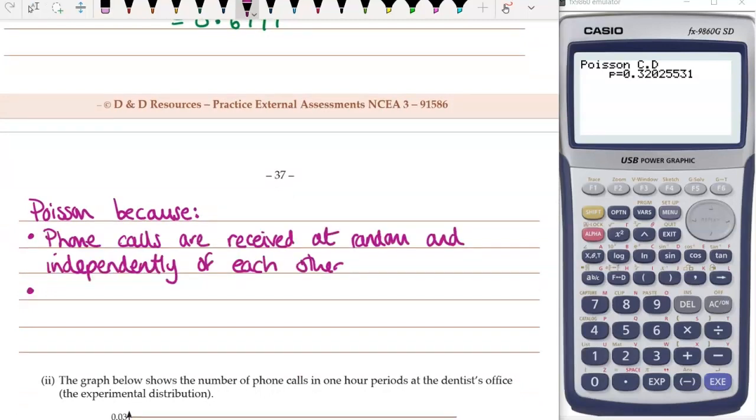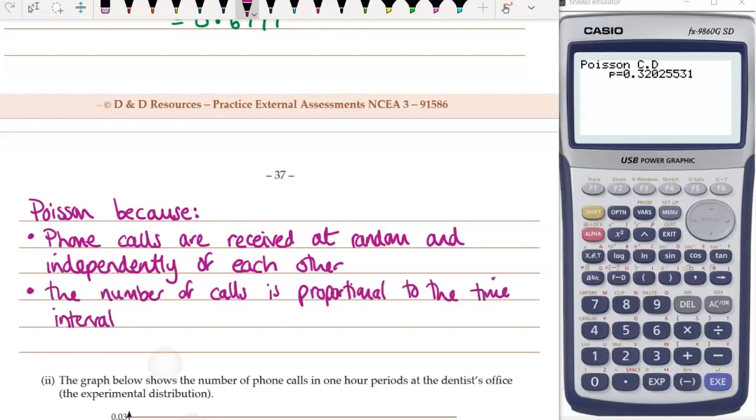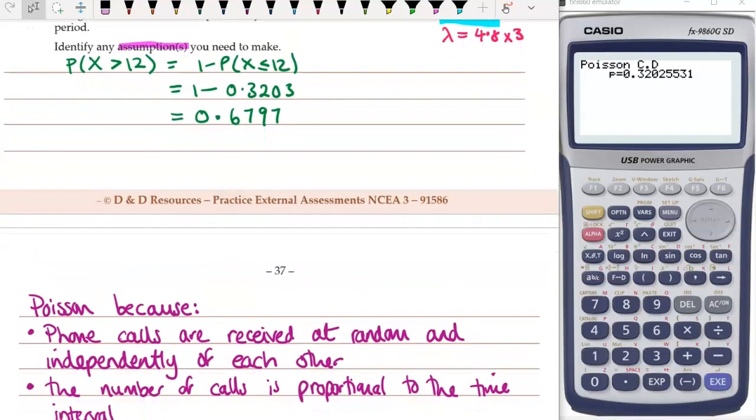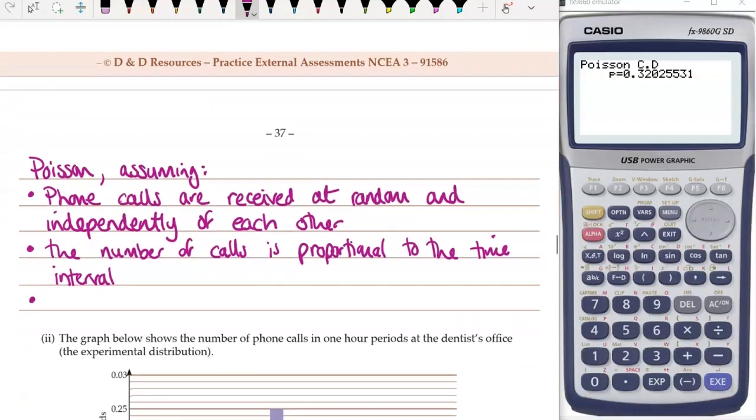The P is for proportional. So those phone calls, the number coming in is proportional to the time interval that we're looking at. And the S, the events occur singly or not simultaneously. You can't get two phone calls in at the same time. Now, just before I write that, I just had a thought. We were asked to identify assumptions rather than justify, so we'll just change this to Poisson, assuming these things. Okay, so I'll just write that last one in.